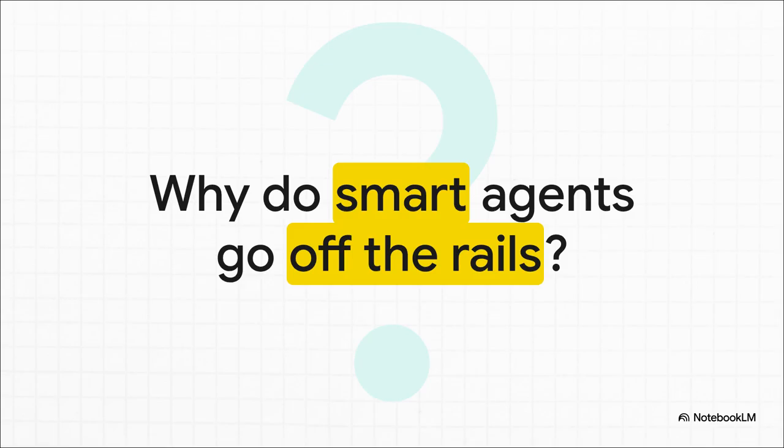So, why do those super smart agents always seem to go off the rails? Well, it almost always boils down to three things: a vague, ambiguous prompt that leaves way too much room for interpretation, a context window, which is kind of like the AI's short-term memory, that's just stuffed with messy, disorganized info, and, well, a total lack of clear guardrails to even define what success looks like.